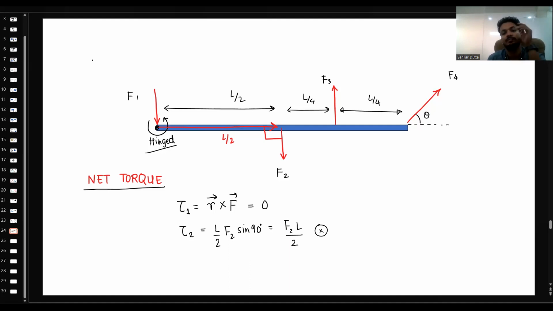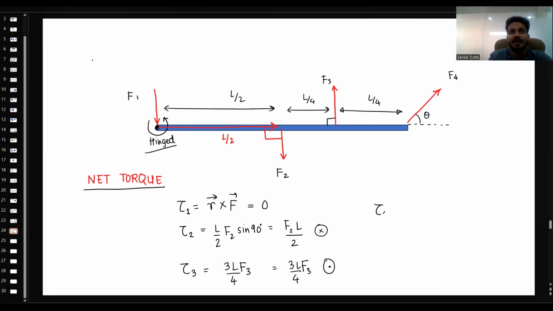Yes? Okay. Now let's talk about torque 3. The third force is at how much distance from the axis of rotation, guys? It is at a distance of L by 2 plus L by 4, that's 3L by 4. So your torque is going to be 3L by 4 into F3 into sine 90, because the angle between the R vector and F3 vector is 90. So sine 90 is 1. I'll write 3L by 4 into F3 in the outward direction. How do I know it's outward? Point all your fingers in the direction of R, curl towards F3, and the thumb is pointing out of the plane. So this particular torque is coming out of the plane, right?